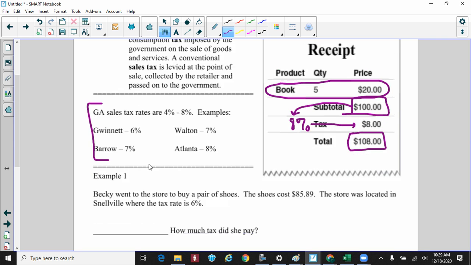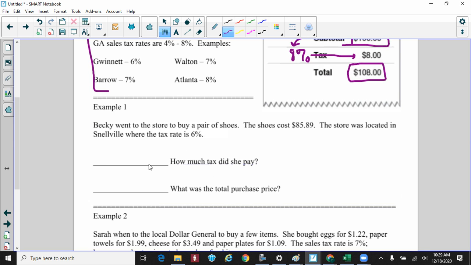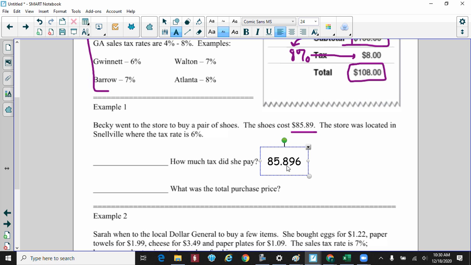Now, Becky went to the shoe store to buy a pair of shoes. The shoes cost $85.89. The store was located in Snellville, where the sales tax rate is 6%. So, how much tax did she pay? Very simply, we have to take what she bought, which was a pair of shoes for $85.89. We are going to multiply that by the sales tax expressed as a decimal, which is 0.06, which gives you a tax of $5.15.